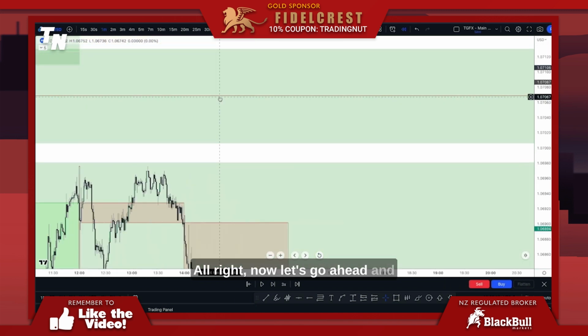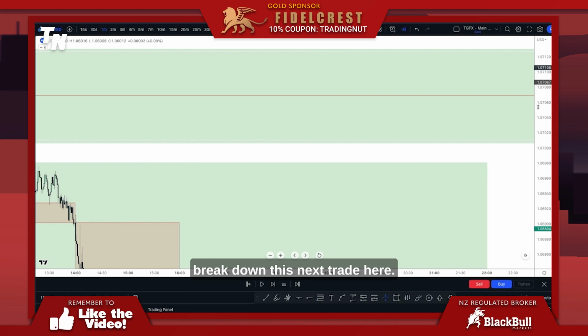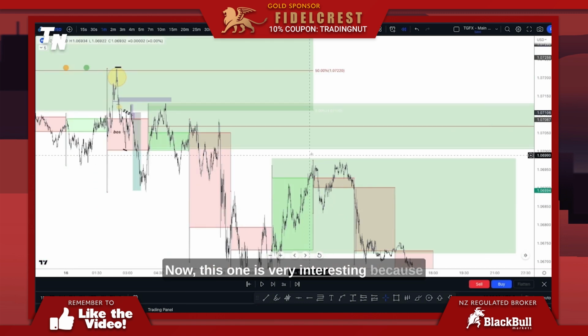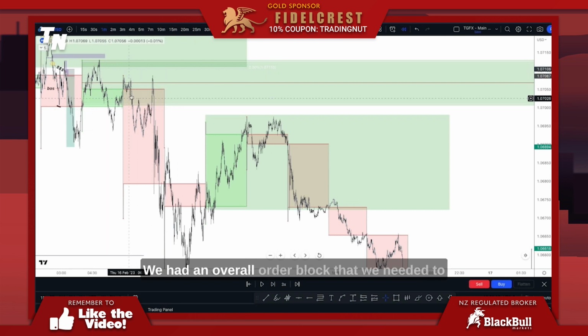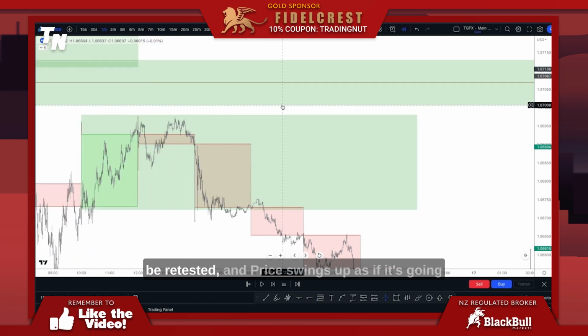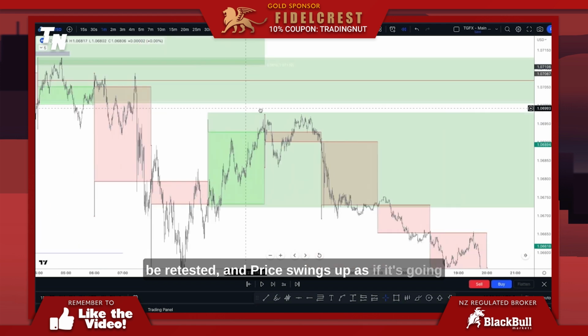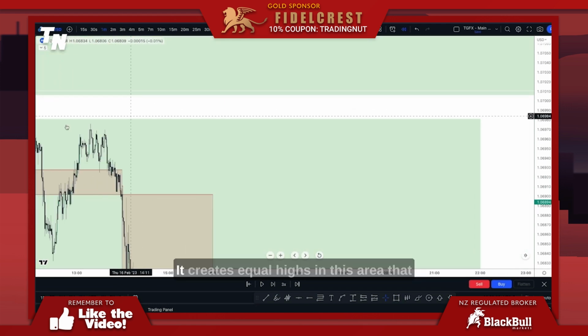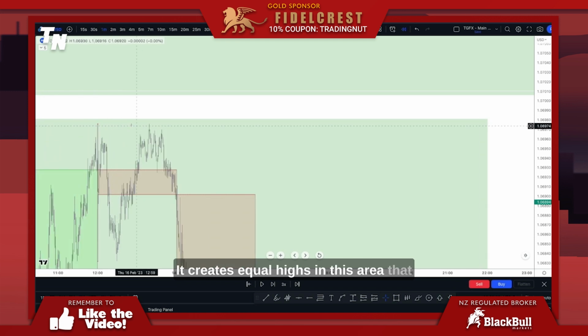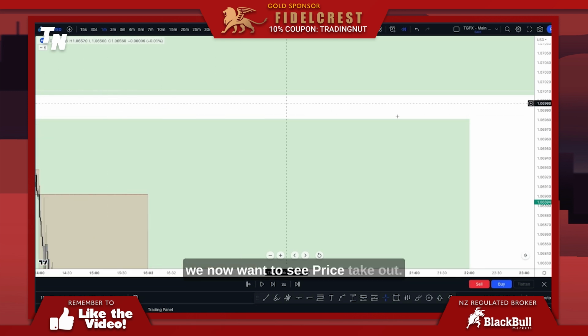All right, now let's go ahead and break down this next trade here. Now this one is very interesting because we actually had a false movement here. We had an overall order block that we needed to be retested, and price swings up as if it's going to retest it, but it actually creates liquidity for us. It creates equal highs in this area that we now want to see price take out.